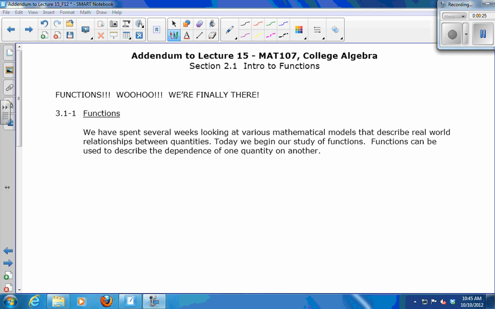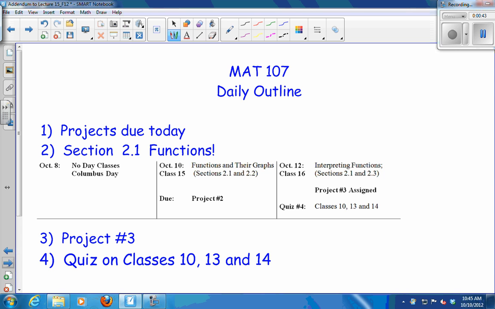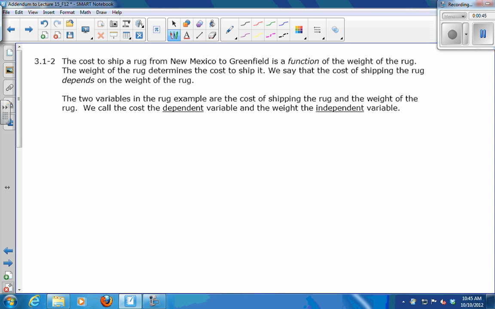So we spent several weeks looking at various mathematical models that describe the real world, relationships between quantities. Today we're going to study functions, and functions are used to describe a special kind of relationship between two variables. So for example, the cost to ship a rug from New Mexico to Greenfield is a function of the weight of the rug.